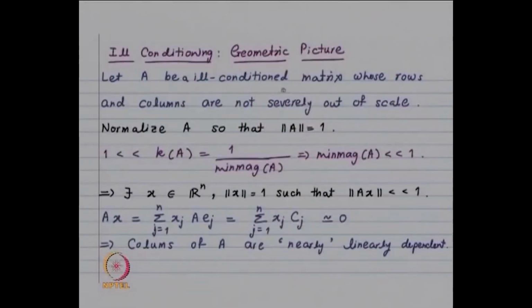If A is an ill conditioned matrix whose rows and columns are not severely out of scale, that means we rule out the possibility that ill conditioning is coming because of the rows and columns which are out of scale. So, suppose this is not the case, they are approximately the same. Now, you normalize A so that norm A is equal to 1. We have seen that the condition number does not change if you multiply a matrix by a non-zero constant. So, without loss of generality, I can assume that norm of A is going to be equal to 1.